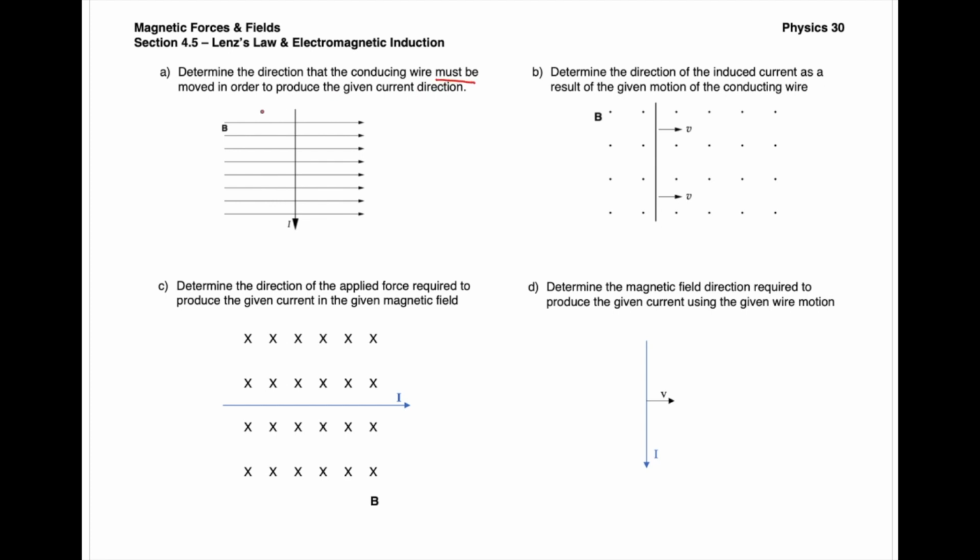And so the direction that it must be moved, that's going to be my velocity vector. But remember, that's also always that force applied vector. So that's what we're going to be looking for in this case.